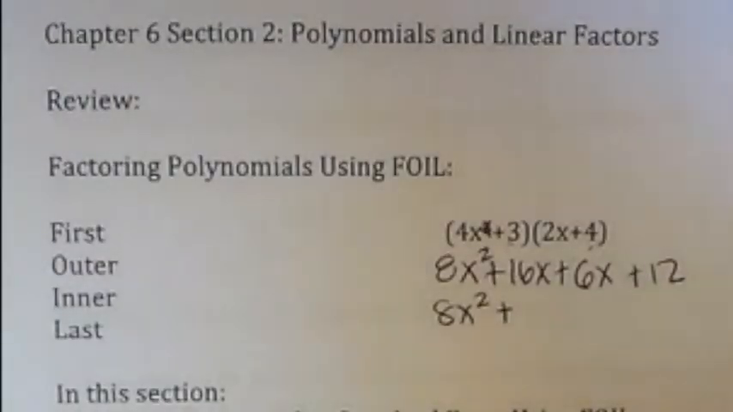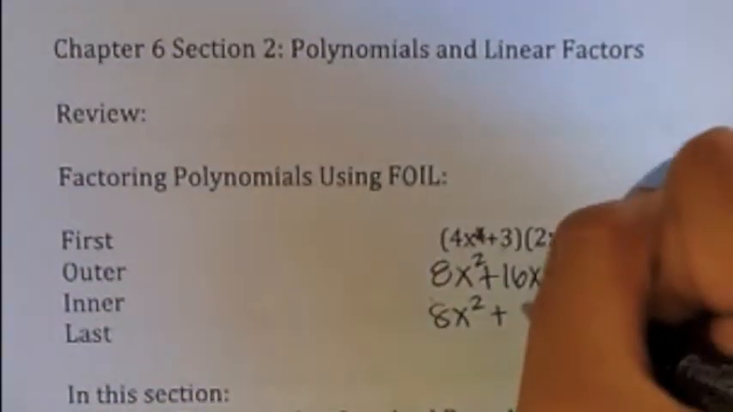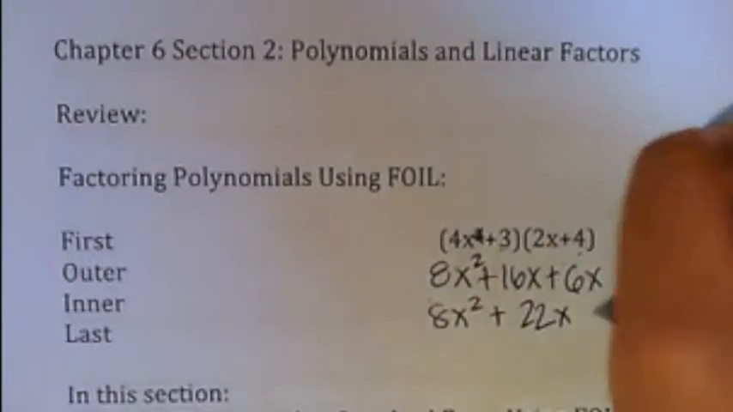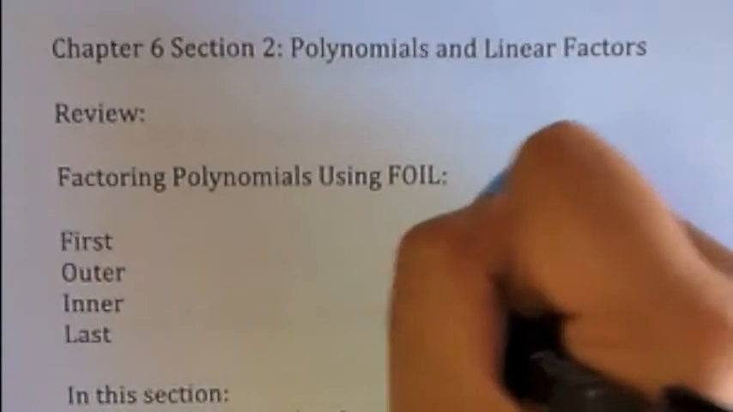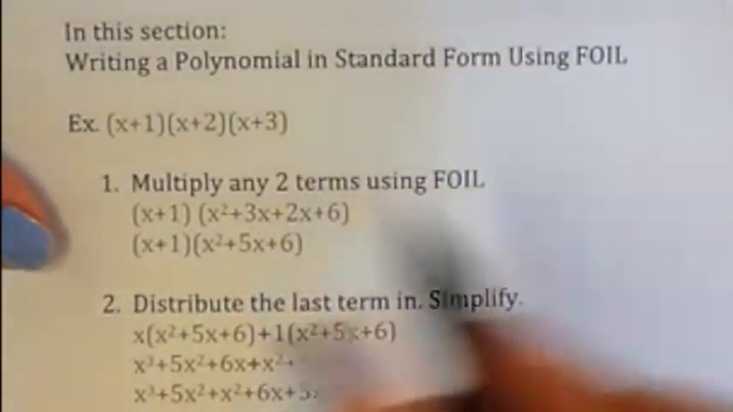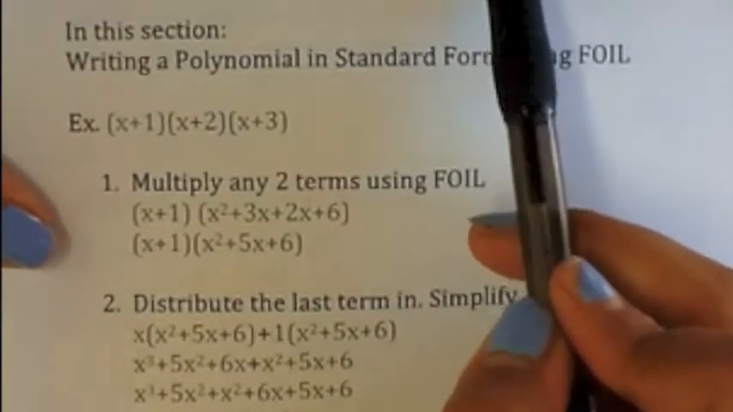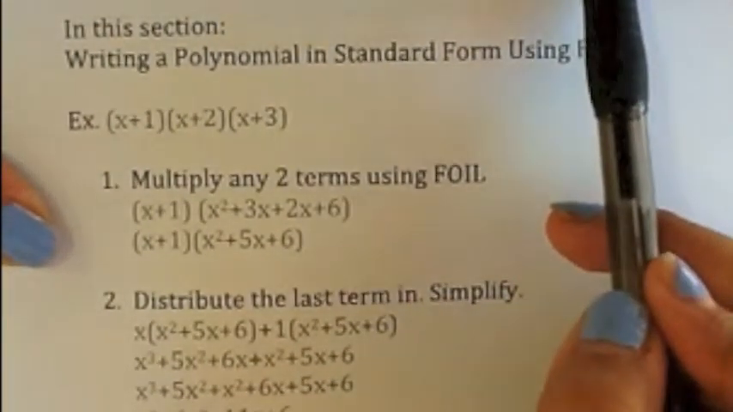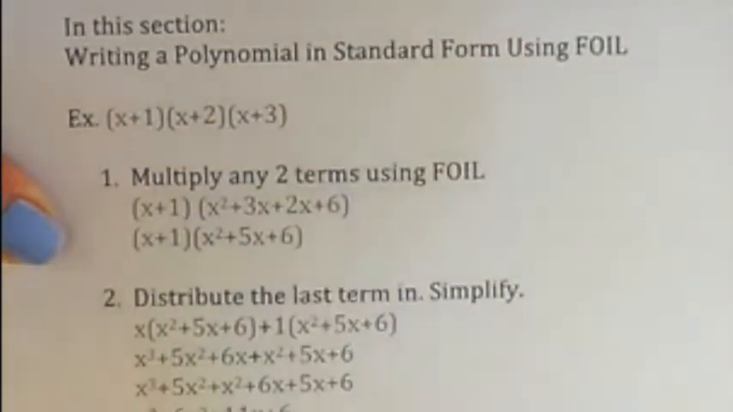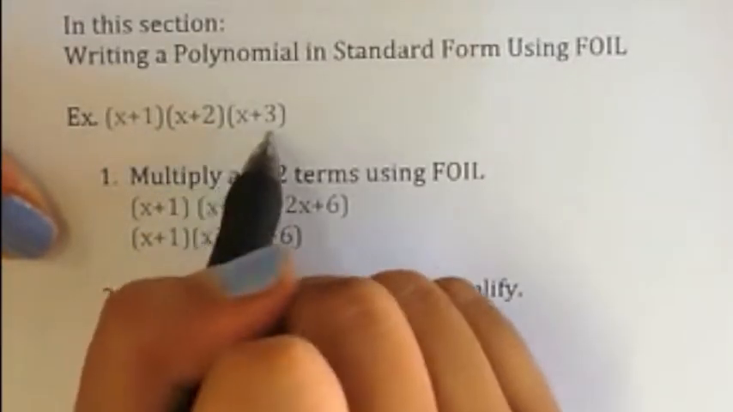And then you simplify. So 8x squared plus 22x plus 12. And that is your final answer. So that's how you FOIL. So this section is doing the same exact thing, but instead of with only 2 terms, you're doing it with 3 terms. So what you first want to do is multiply 2 of the binomials.